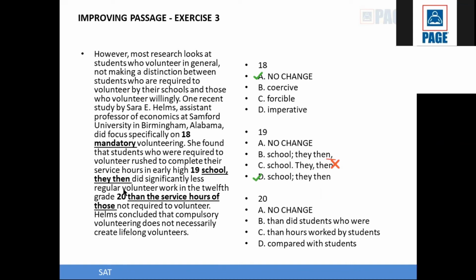Okay, 20. 12th grade, so did significantly less regular volunteering work in 12th grade than the service hours of those not required to volunteer. Than the service hours of those not required. So it looks not good. So we need to have a change. Than the students who were not required to volunteer, that looks okay. Than hours worked by students not required to volunteer, or 12th grade compared with the students not required to volunteer. So it looks a B or a D. What can be the option? B or a D?